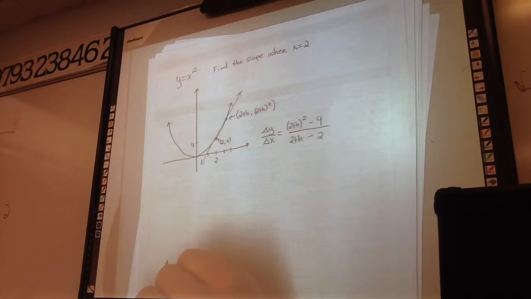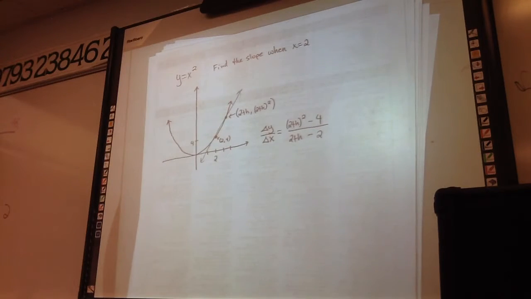What's (2 plus h) squared? Write them next to each other, use the distributive property, multiply it out. That gives 4 plus 4h plus h squared. Simplify that. Just don't do 4 plus h squared, because that's not correct. Combine like terms and get it as simplified as possible.